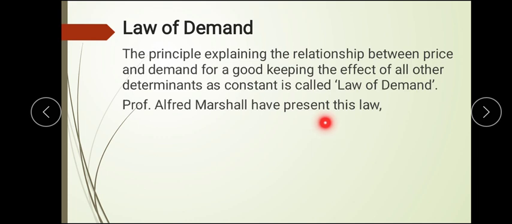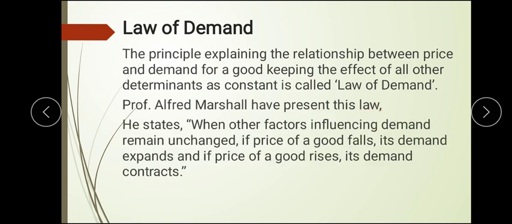According to Professor Marshall, he has presented this law, and he states that when all the other factors which have influence on the demand remain unchanged, or we can say constant or the same, then if the price of a good falls, meaning a particular commodity's price falls, you find that its demand expands, its demand will increase. And if the price of a good rises, its demand will contract or fall.